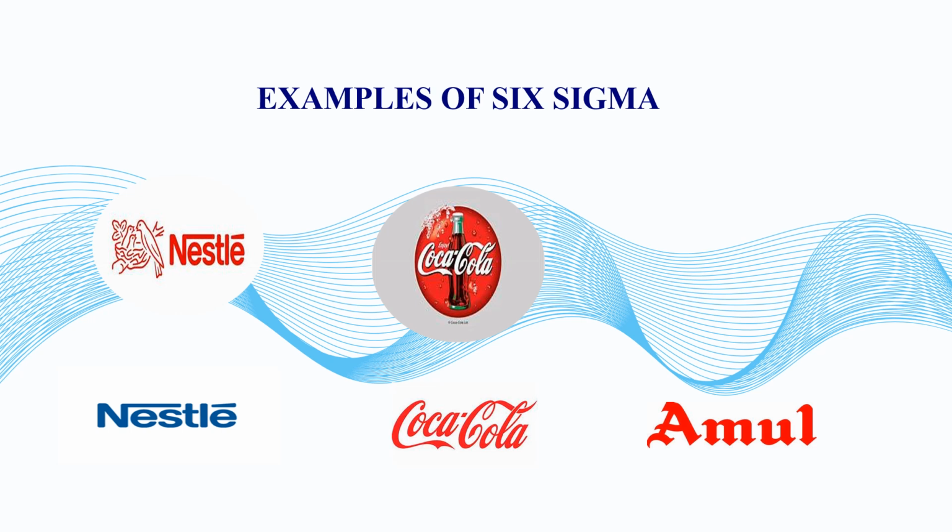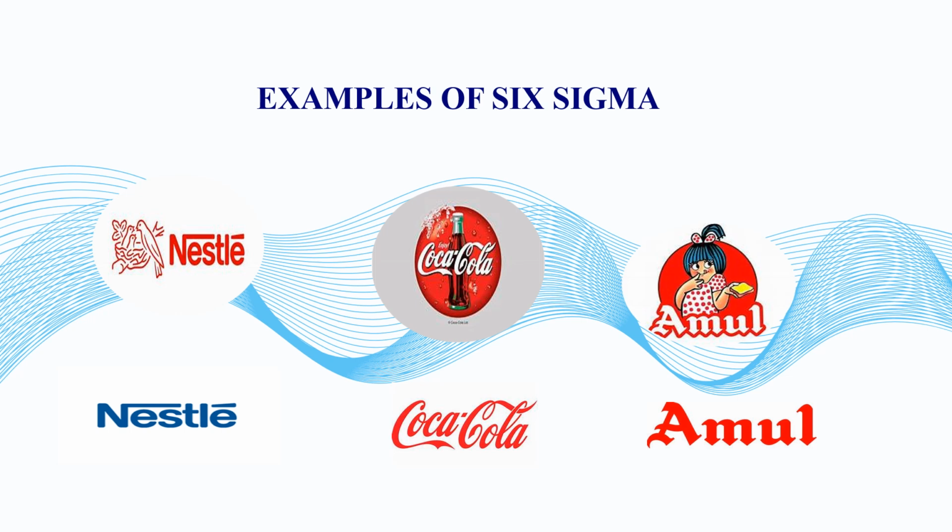Then they focus on product quality: standardize quality checks and use Six Sigma tools to maintain the consistency of product across different markets. How did they achieve success? They achieved a 20% reduction in delivery time and a significant decrease in carbon footprint by optimizing the distribution network. Then the next example of industry is Amul.